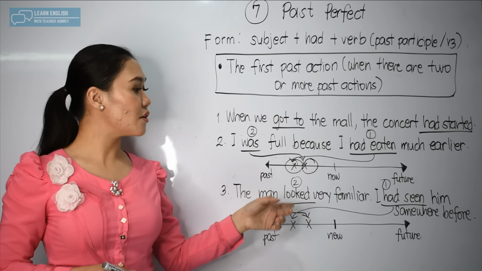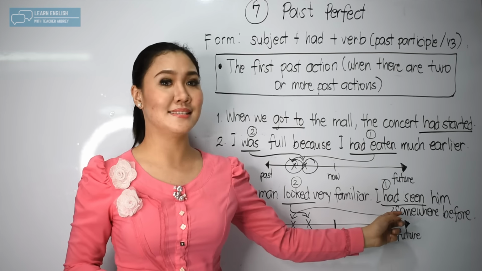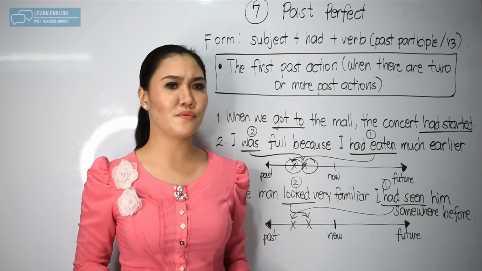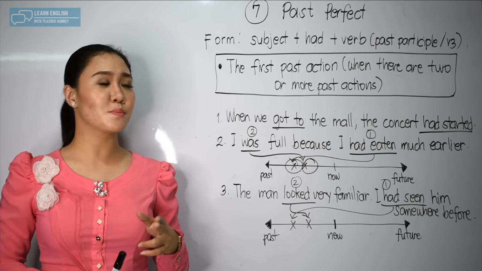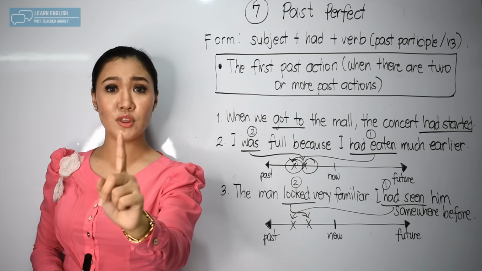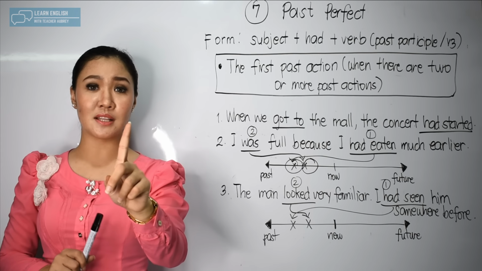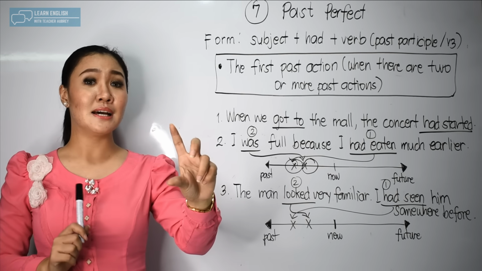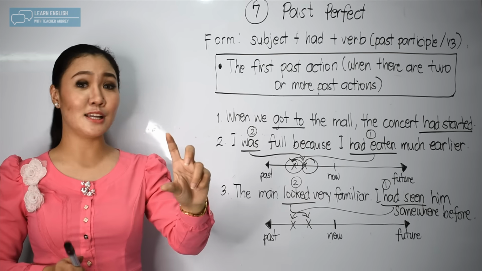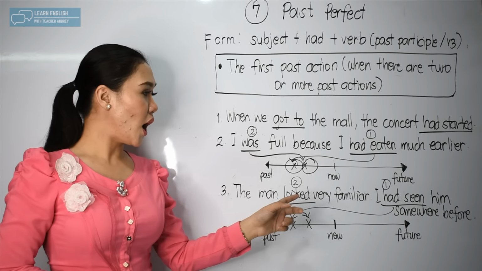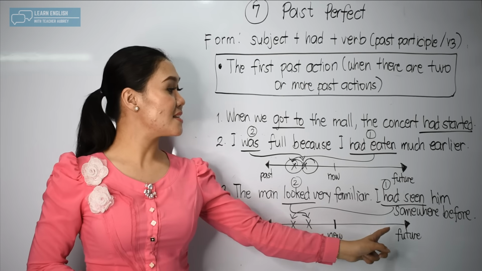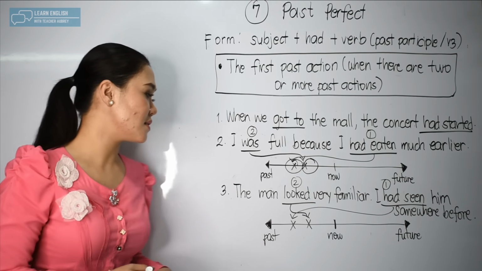The man looked very familiar. I had seen him somewhere before. Okay? So, gaya nga ng sabi ko, ginagamit natin ang past perfect kapag tumutukoy tayo sa unang kilos na nagsimula at natapos sa nakaraan sa isang pangungusap na may dalawa o higit pa na kilos na natapos sa nakaraan. Okay? Dito, dahil ito yung ginamitan natin ng past perfect, ito yung naunang kilos na natapos.